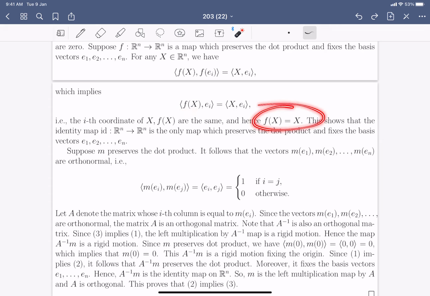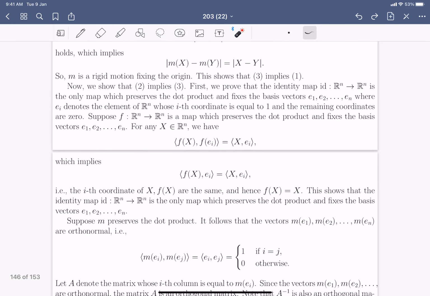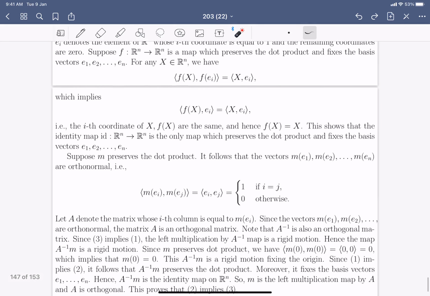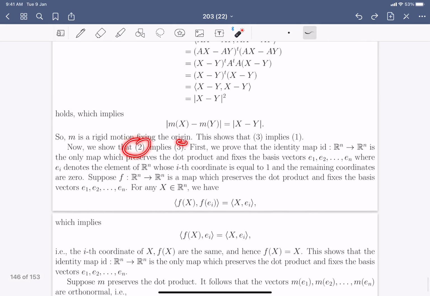So we obtain that f(x) equals x. Thus we establish this very first statement: that the identity map from Rn to Rn is the only map satisfying, or rather preserving, the dot product and fixing the basis vectors. And now let's try to show that 2 implies 3.